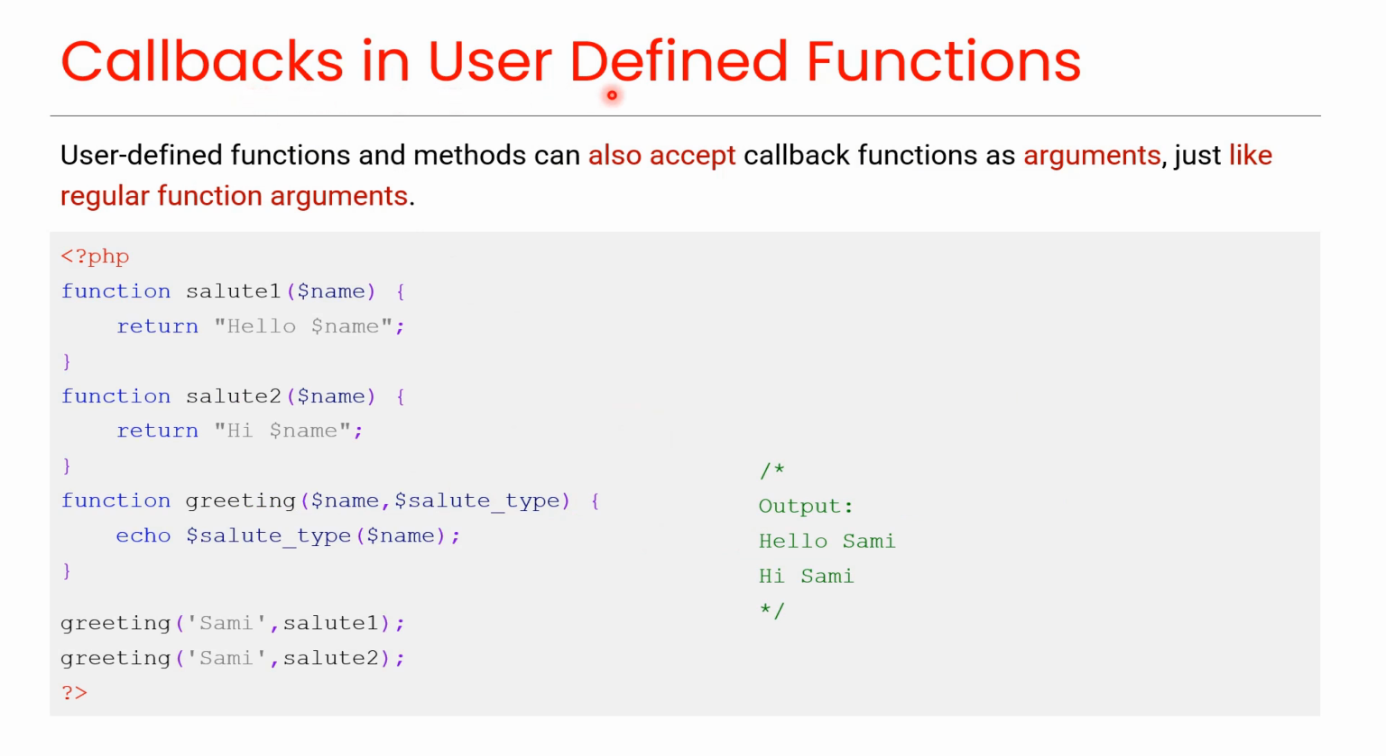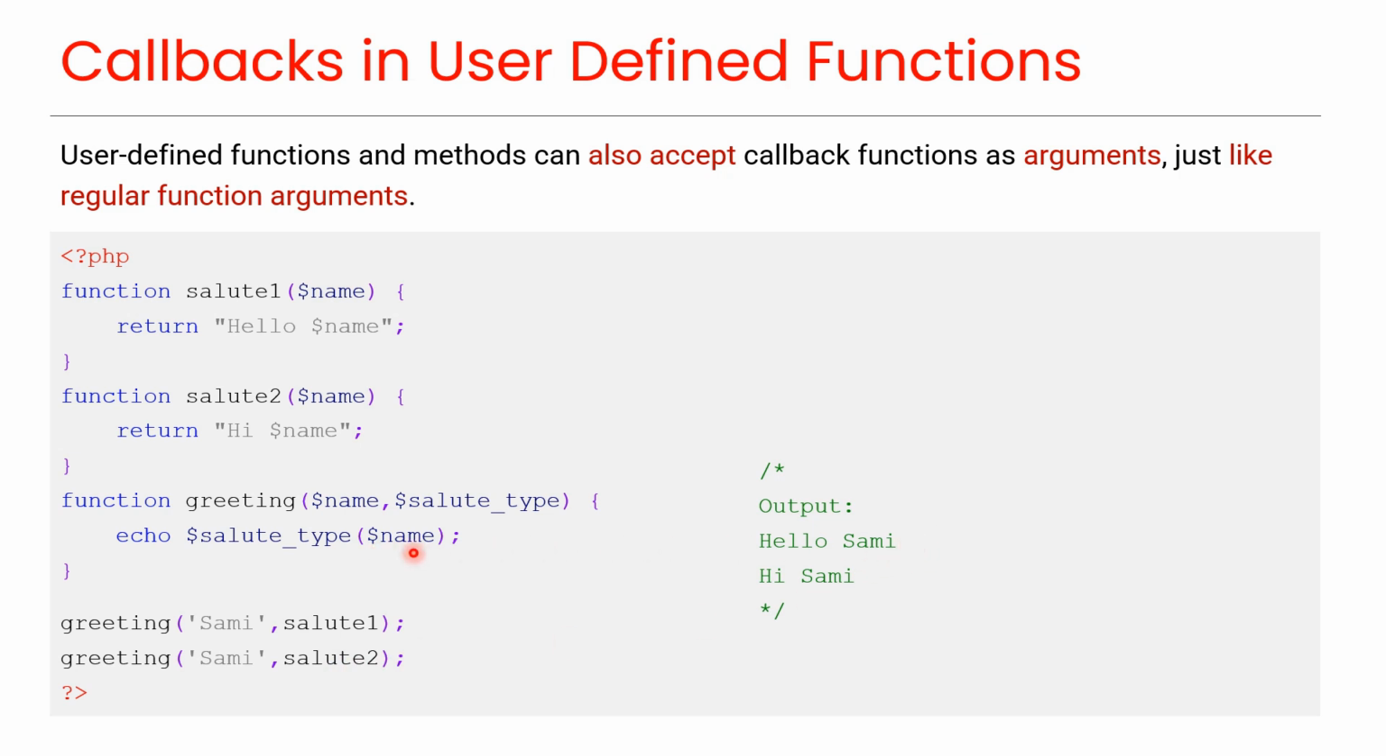Callbacks in user-defined functions. User-defined functions and methods can also accept callback functions as arguments, just like regular function arguments. In this example, we have three user-defined functions. These two functions are meant to be used as callbacks for this function. Here we are calling the greeting function 2 times by passing these two functions as callbacks. And you can see the output here.